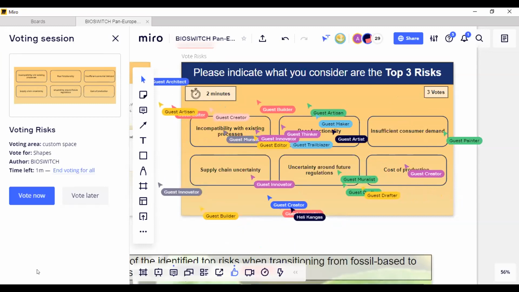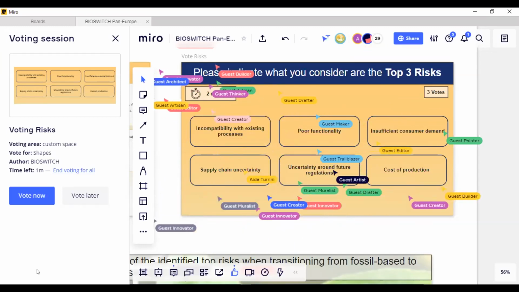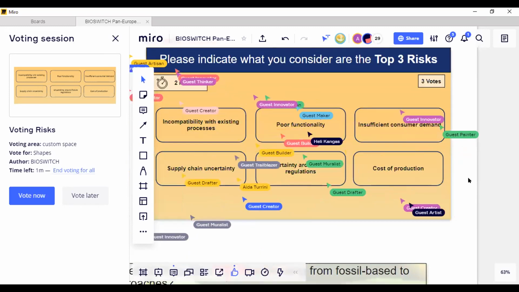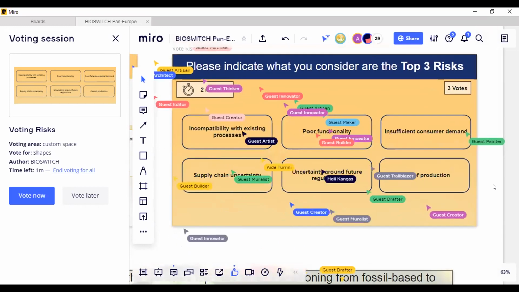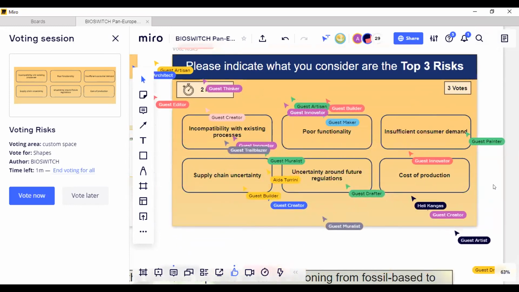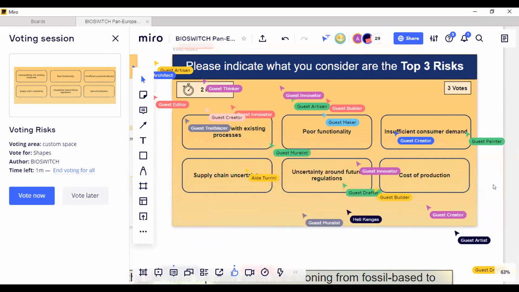Again, you have 3 options to vote for what you consider are the top 3 risks. The options are incompatibility with existing processes, poor functionality, insufficient consumer demand, supply chain uncertainty, uncertainty around future regulations, and cost of production.